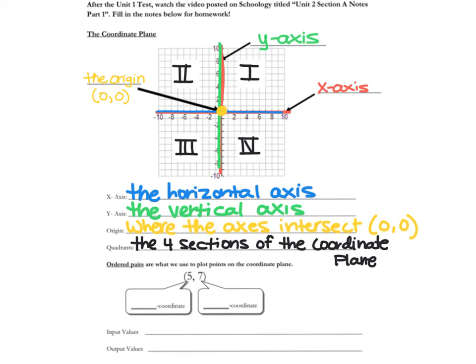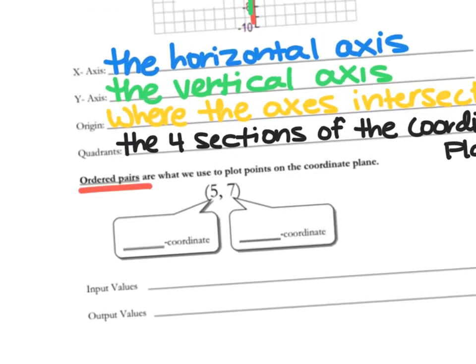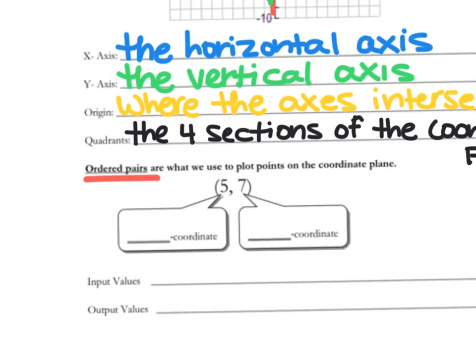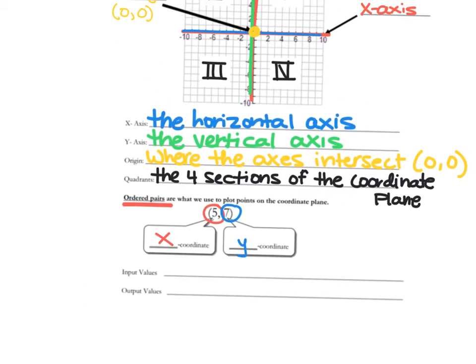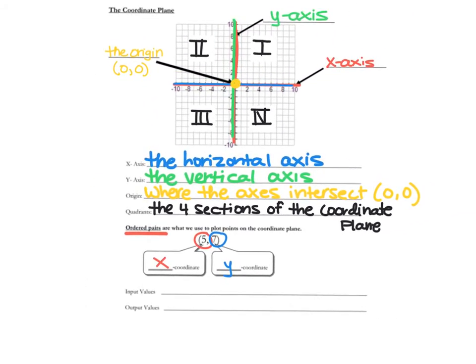Okay, now the coordinate plane is kind of like a grid, and we like to name the points and name their locations, and we do that using numbers. Okay, so an ordered pair, which is this definition right here, is what we use to plot points on the coordinate plane. So when I look at an ordered pair, the x coordinate always comes first. So that would be the 5. The y coordinate always comes second, and that would be the 7. So we'll talk about naming points on our next page of notes.